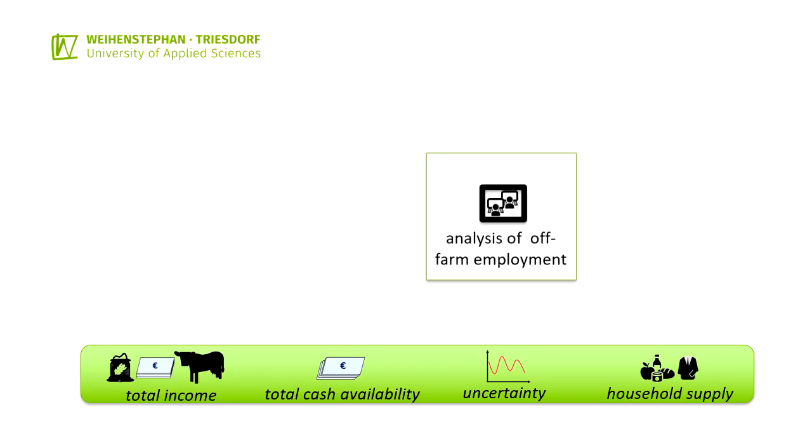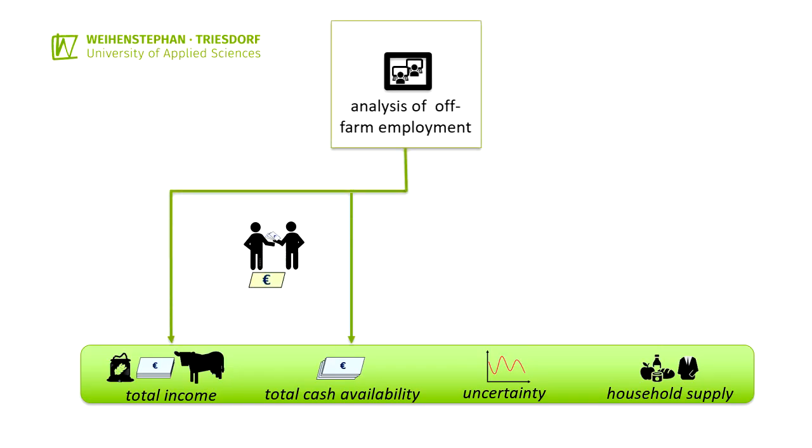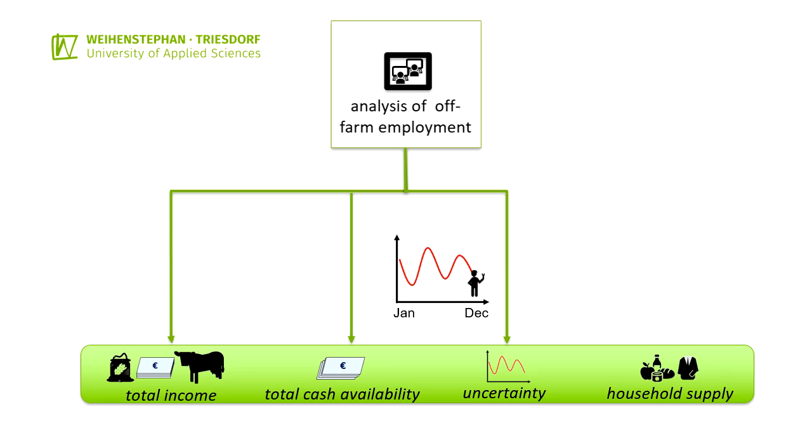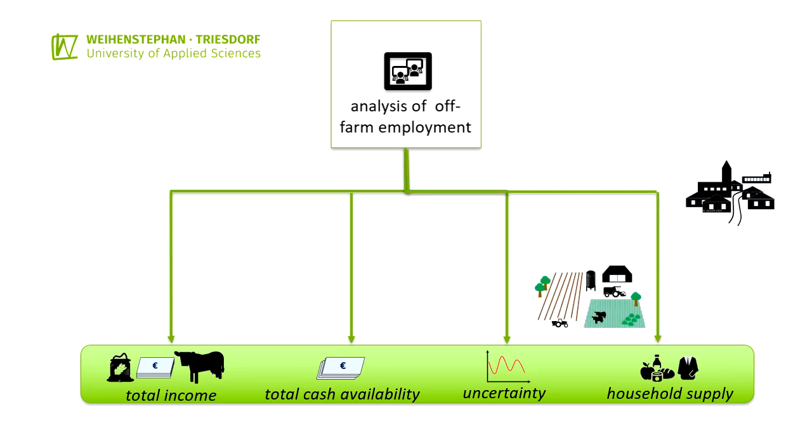The analysis of paid off-farm employment records the revenues from salaries, wages, fees, and royalties and offsets these revenues against the expenditures incurred in the process. Such expenditures may consist, for example, of costs for required equipment and transportation. Influences on uncertainty can result from the availability and stability of off-farm employment relationships. Specific influences on household provision can arise, for example, from the absence periods associated with off-farm employment.